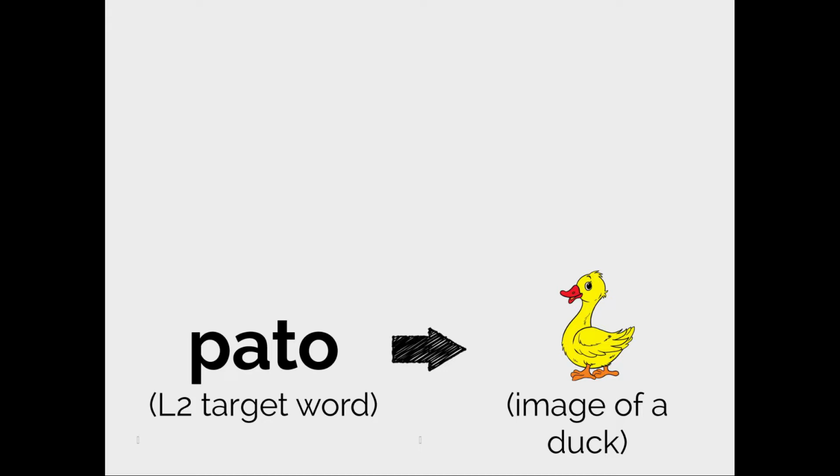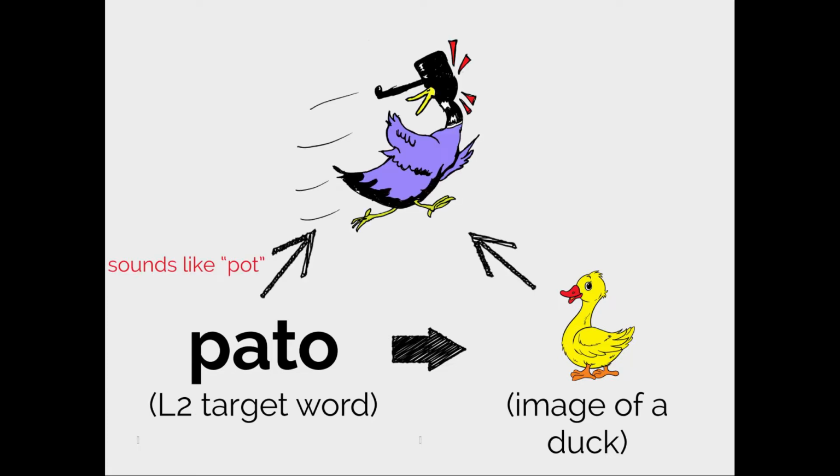So how do you do this? Well, you think of an L1 word that resembles the target vocabulary. Pato sounds a bit like pot, right? So imagine a duck running around like an idiot with a pot on its head. The more ridiculous and the more vivid, the better.